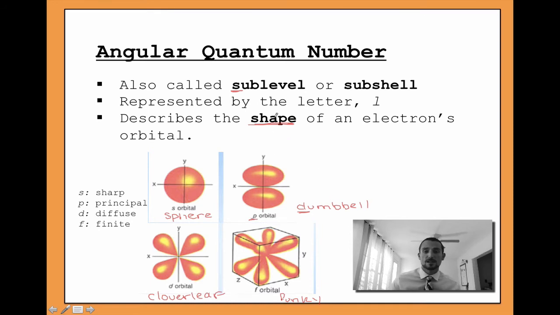So we're basically saying that if we were to track an electron within this cloud right here, the way it moves, it's eventually going to be mapped out to a spherical shape.